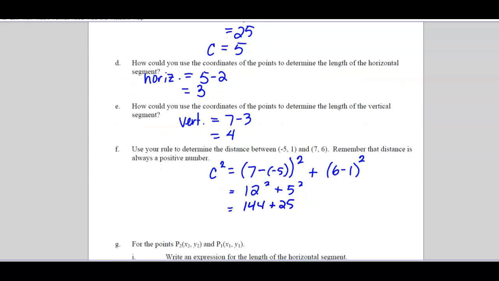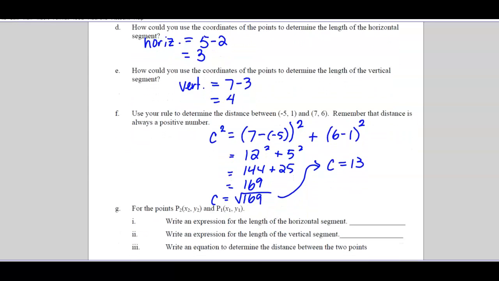Plus 25. So C equals the root of 169, which is 13. Okay. So really, we're wanting to find C. What we need to do is take the root of this whole thing. That would be sort of your one step. And that's where the formula comes from.